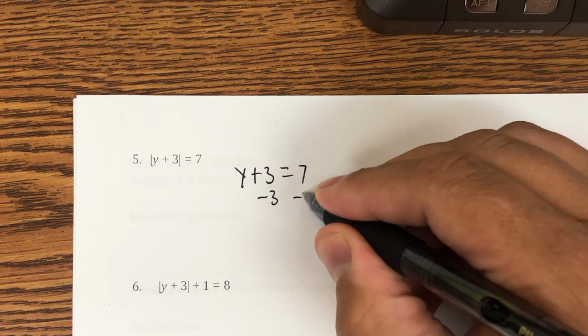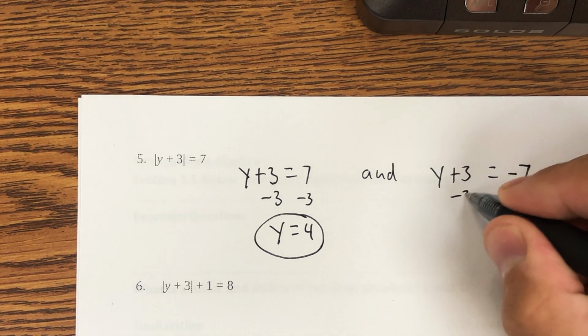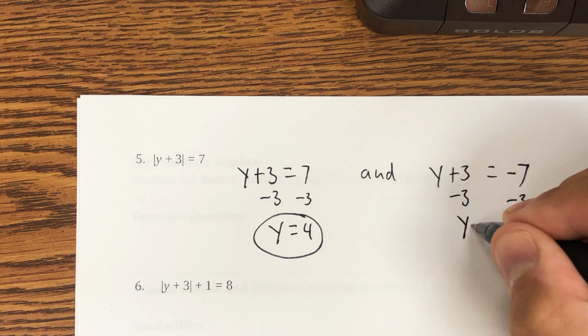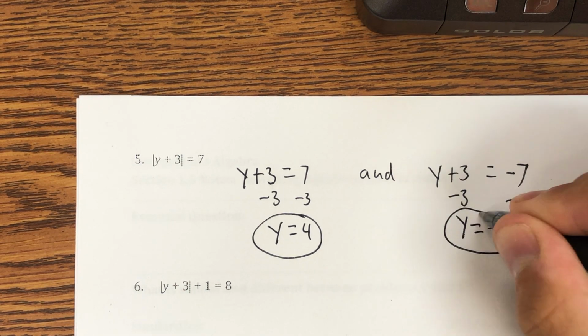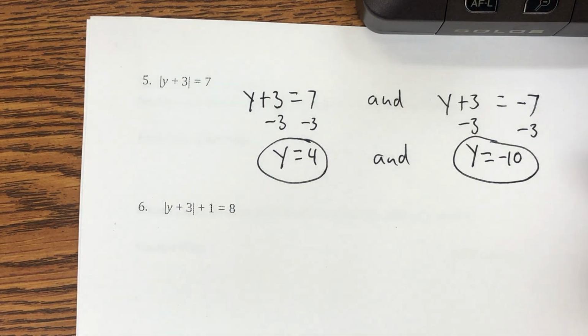Notice, when I subtract 3, I get y to equal 4. And when I subtract 3 here, it's not negative 4. Negative 7 minus 3 is negative 10. We found both solutions. Next problem.